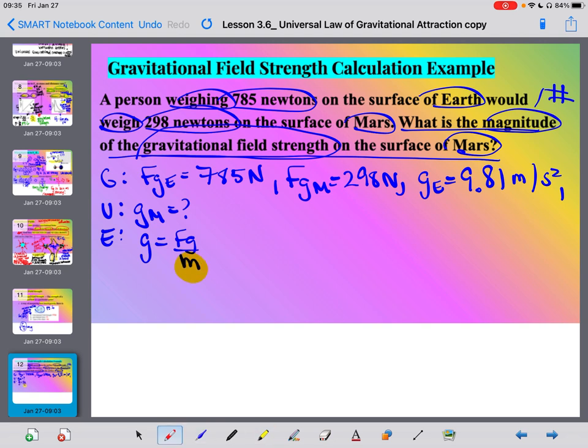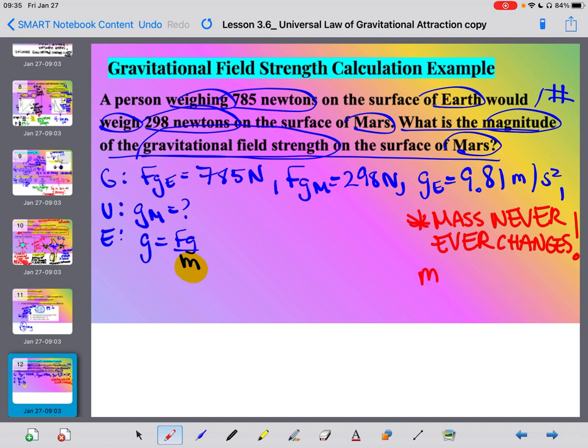They never spoke about mass once. However, I do know that, and hopefully you remember this, mass never, ever changes, okay? Mass does not change. That is the one quantity that will always stay the same wherever you are, no matter what's going on, okay? Since mass does not change, the mass on Earth definitely better equal the mass on Mars, okay? So with that being said, I can utilize Earth information with this formula right here to find the mass, and then I'll take the mass and plug it into the formula using the Mars information.